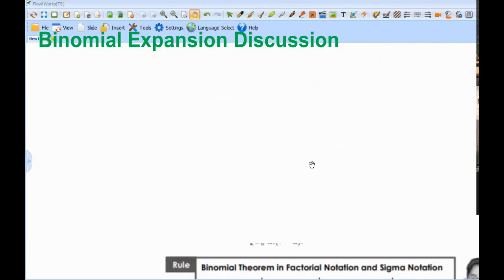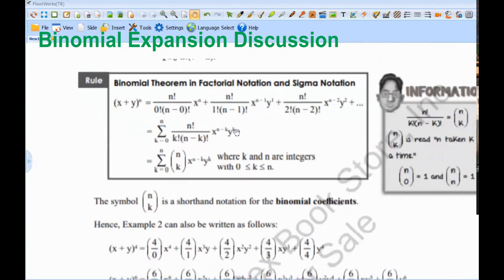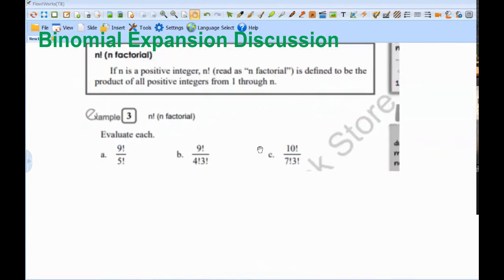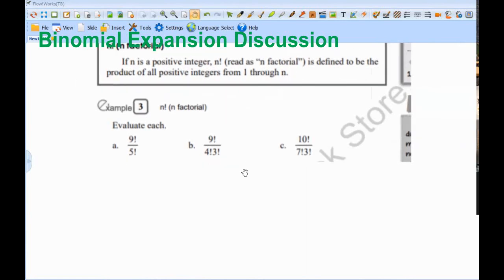Okay, so let us see. This is what we call the binomial expansion. That is easier, okay? It looks so complicated. Just look at it. But we have to study first what we mean by factorial. If n is a positive integer, n factorial is defined to be the product of all positive integers from 1 through n.